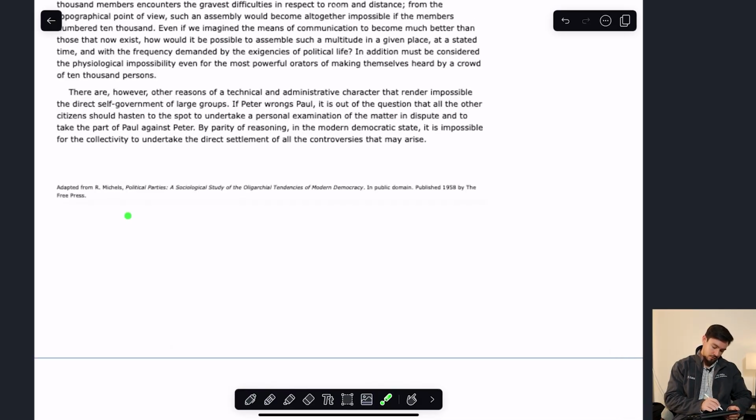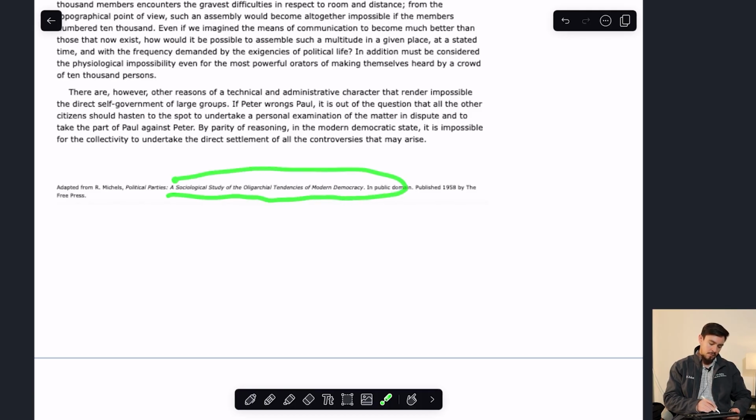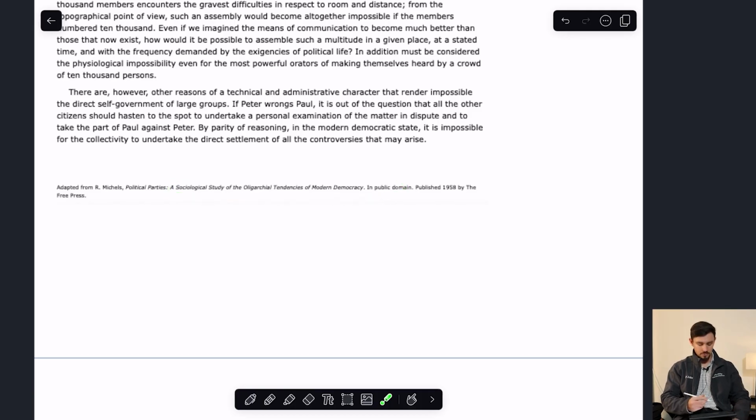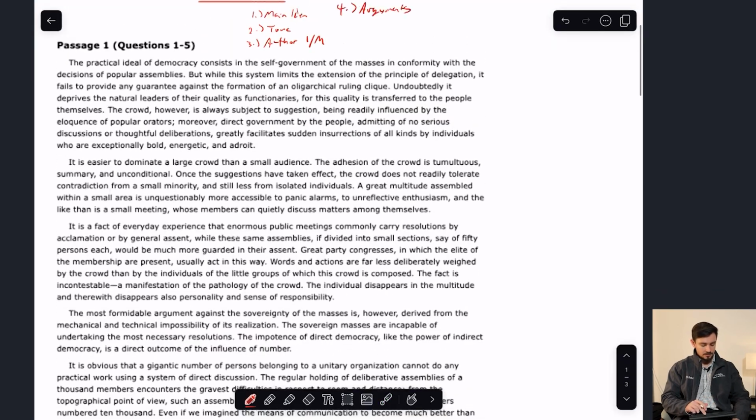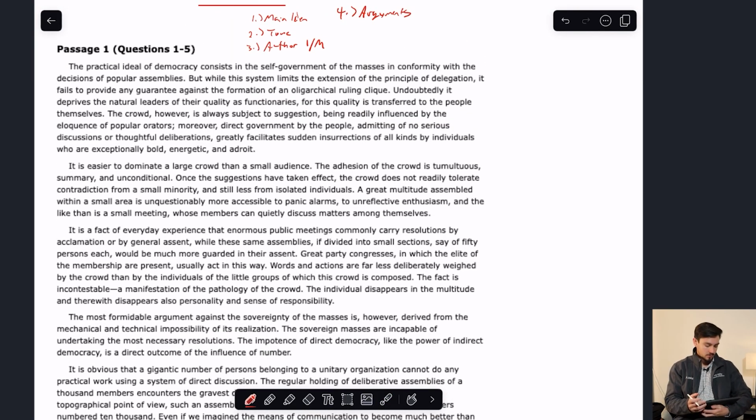Always read the title first for CARS, and it is titled A Sociologic Study of the Oligarchical Tendencies of Modern Democracy. This is not going to be fun. Let's do it. Why not? Passage number 1 says, the practical ideal of democracy consists in the self-government of the masses in conformity with the decisions of popular assemblies. So they're just describing democracy here, right?